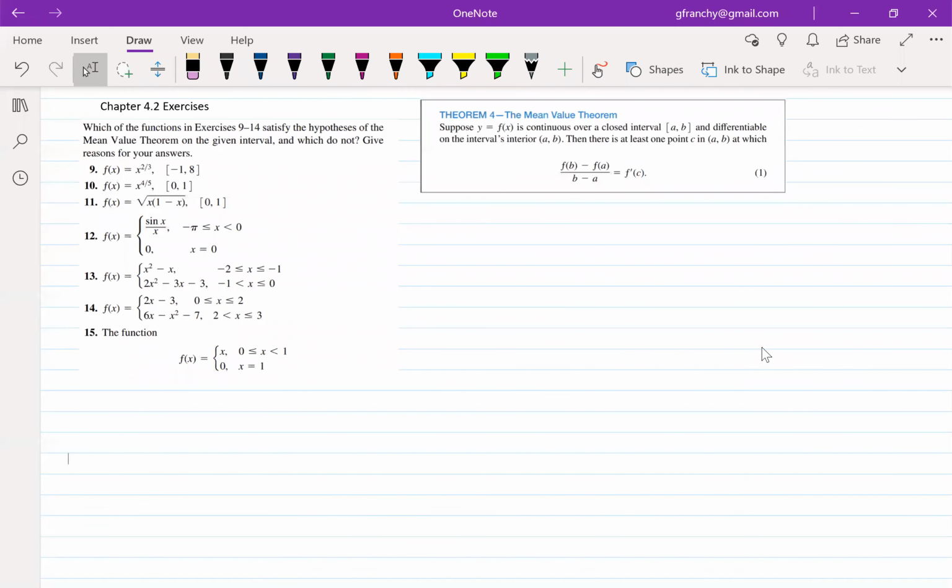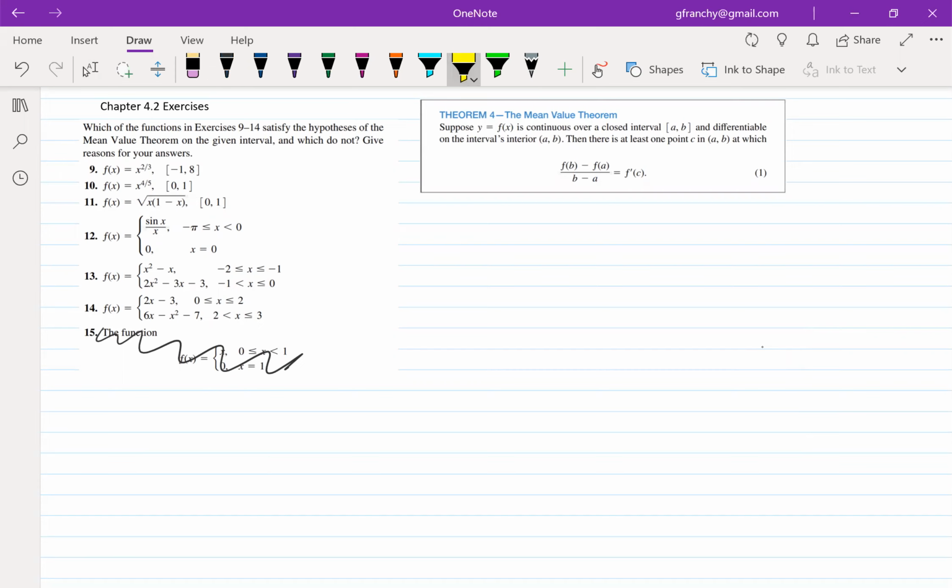Okay, we're going to take a look at 9 through 14 out of Chapter 4, Section 2. And what they're asking us here is, which of these functions satisfy the hypothesis of the mean value theorem on our given interval, and which don't? And if they don't, why not?